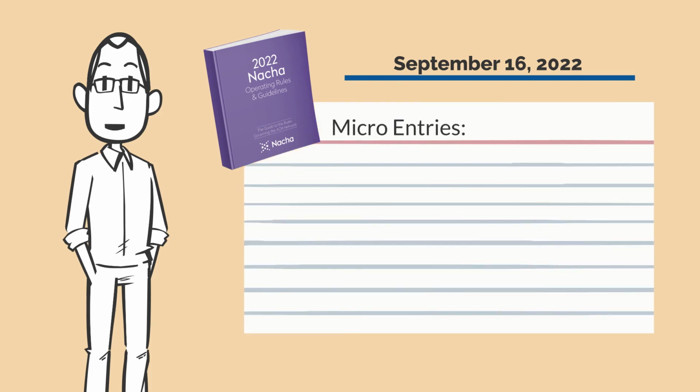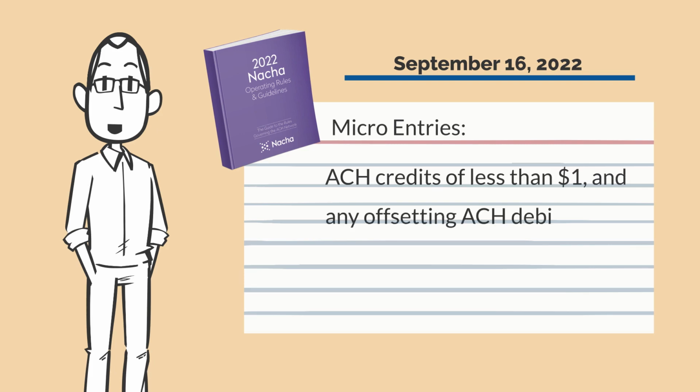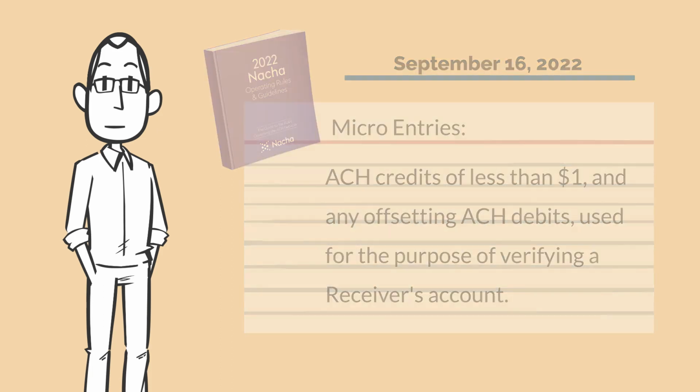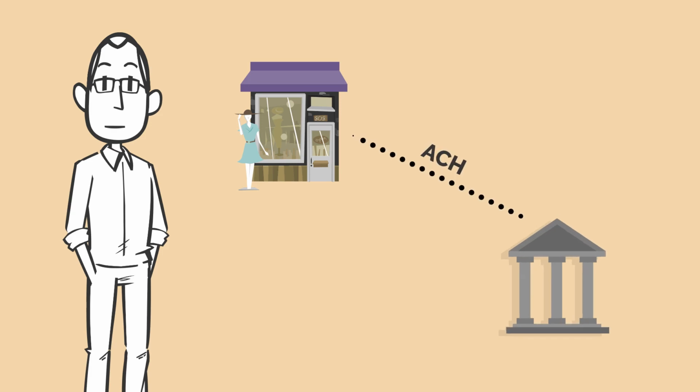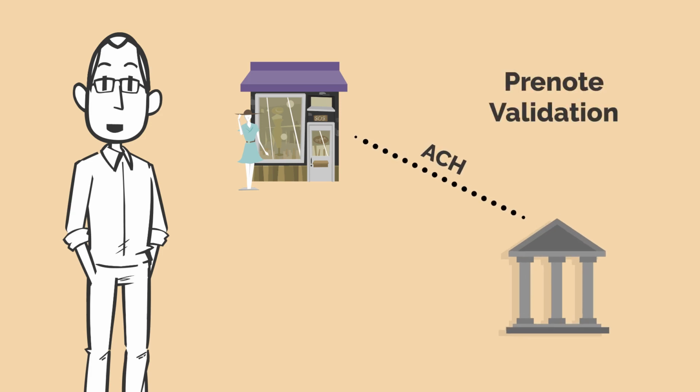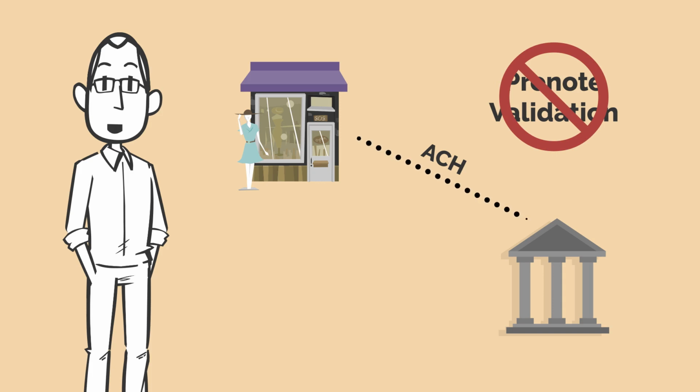Microentries will be defined in the rules as ACH credits of less than $1 and any offsetting ACH debits used for the purpose of verifying a receiver's account. In this case, for example, you could have a company that wants to debit a new customer's account via ACH, but before doing so, instead of sending a pre-note to validate their account, the company opts to send the customer 10 cents through the network.